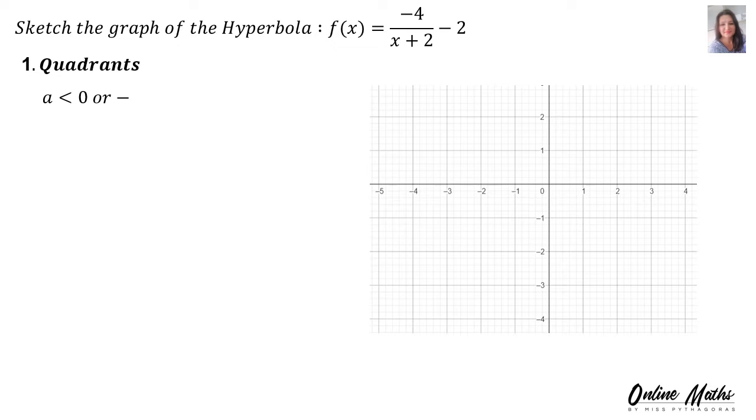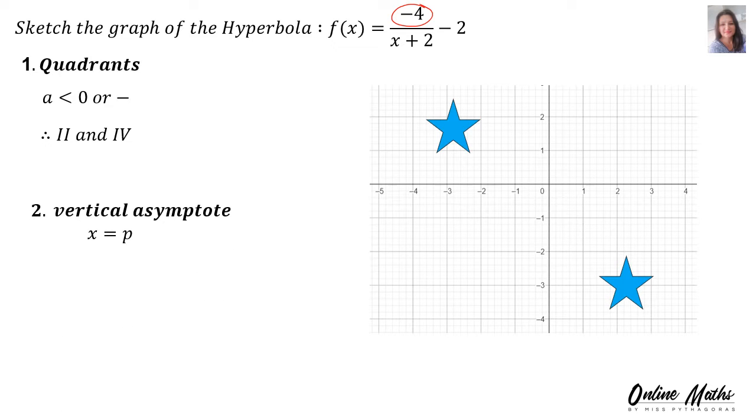Again, we will look at a's value, and a's value is negative 4. Therefore, a is smaller than 0 or negative, and our hyperbola will lie in the second and the fourth quadrant.